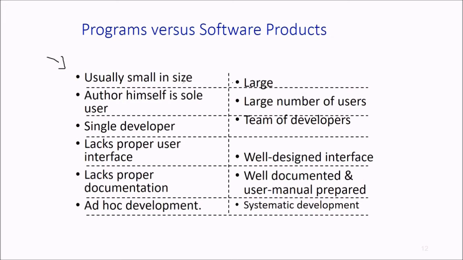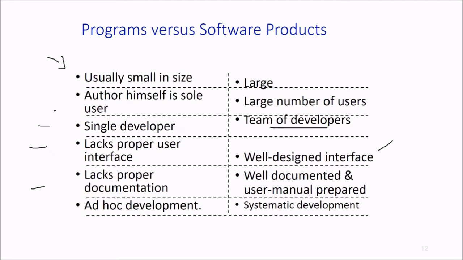Programs are usually small in size, while software products are large. For programs, the author is the sole user, and for software products, we may have a large number of users. There is a single developer for a program. Maybe more than that, we don't know, but we categorize a program as having a single developer, while a team of developers is involved in making a software product. Programs lack a proper user interface, while software products have a well-designed interface.